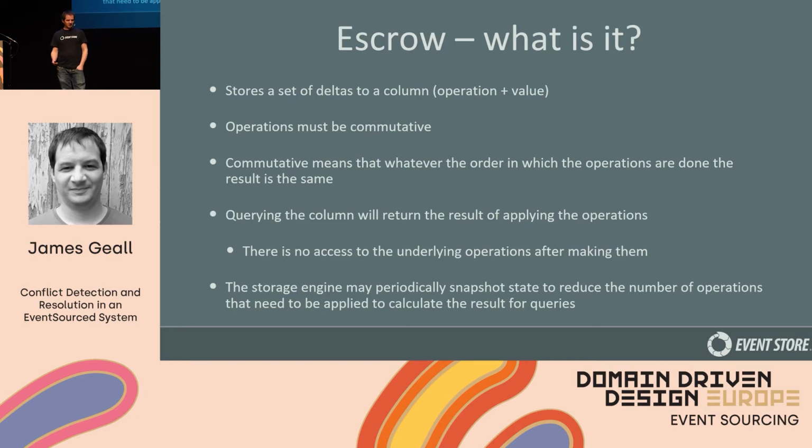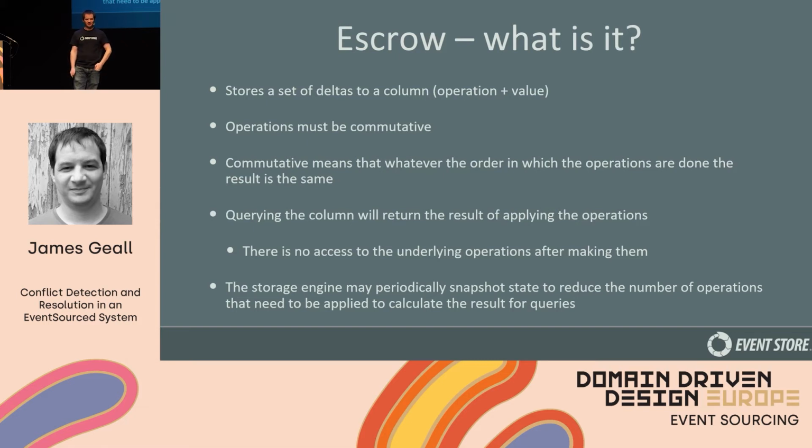Why is it interesting? It stores a set of deltas to a column rather than an entire row. So it's the operation that was performed and the value. The operations must be commutative. That means that you must be able to apply them in any order and get the same result. Querying the column actually gives you back the result of applying all the operations. So anytime you query the column, you get back a rolled up state. You don't get back all the operations, just the current state that's calculated off those operations.